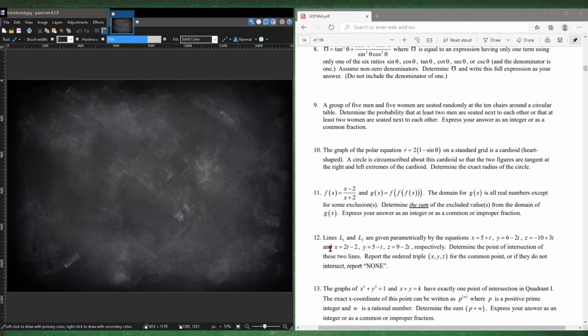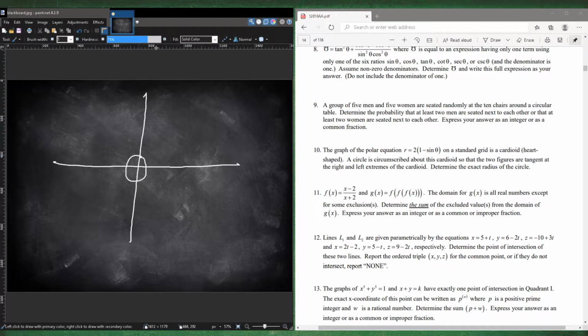Okay, question 10. The graph of the polar equation r equals 2 times 1 minus sine of theta on a standard grid is a cardioid. A circle is circumscribed about this cardioid so that the two figures are tangent at the right and left extremes of the cardioid. Determine the exact radius of the circle. So when you're working with polar, first let's just get a picture to see how this looks.